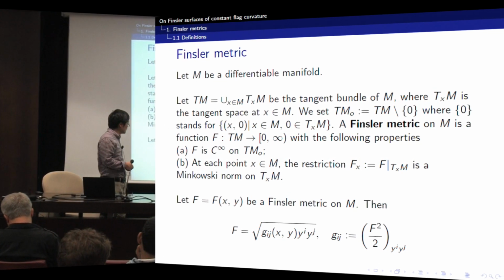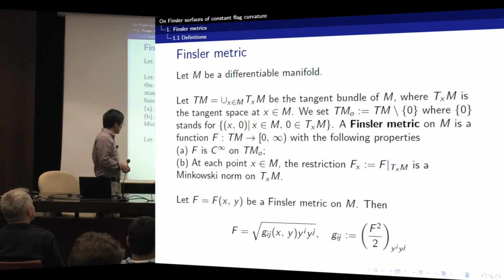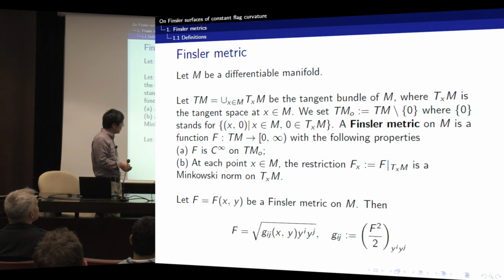So now we discuss some important examples. The first example is the Riemannian metric. We will introduce some basic formulas. If we suppose g_ij is equal to the Hessian of F square over 2 in y, then it is easy to check this formula: square root of g_ij(x,y) y^i y^j is equal to F. Here, x is a point of the manifold M, and y is a tangent vector in T_xM.